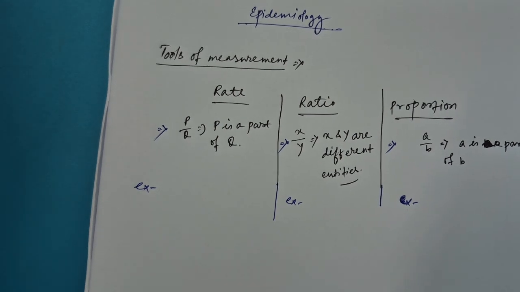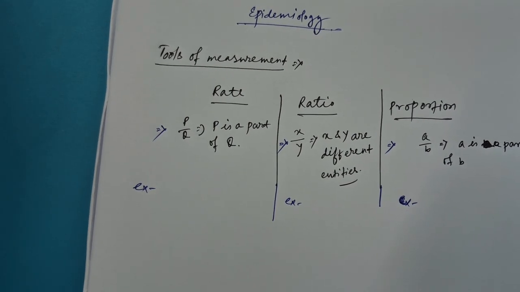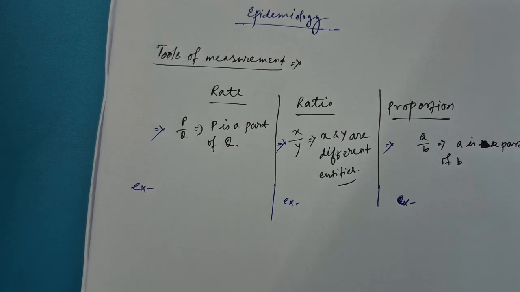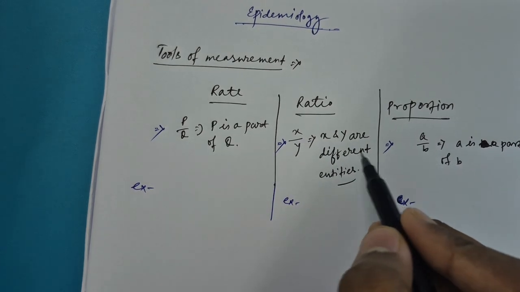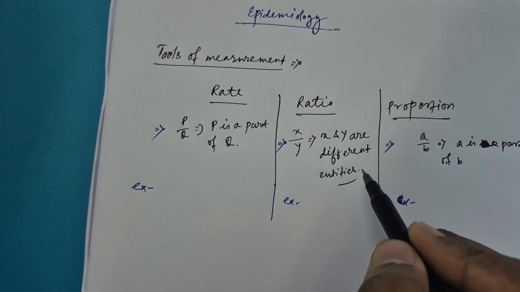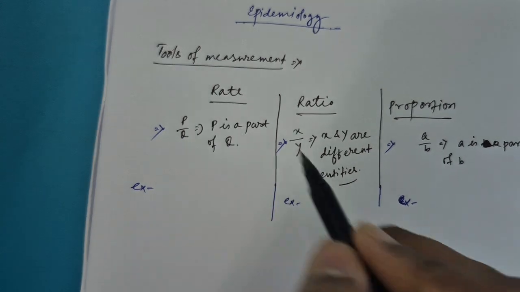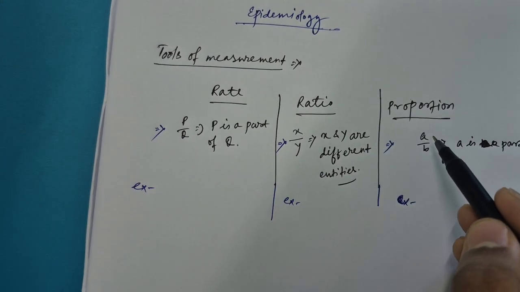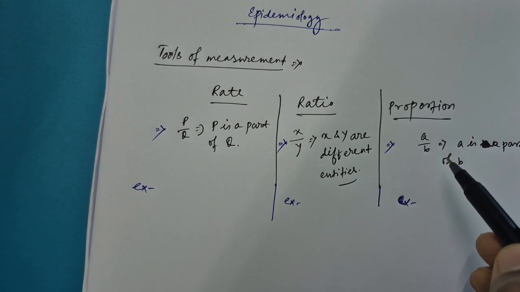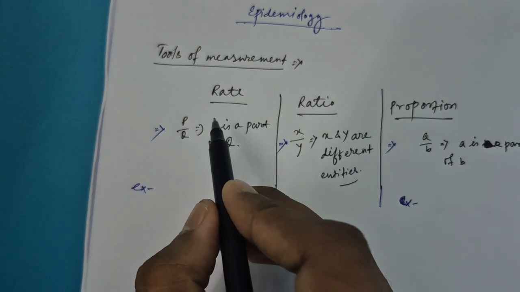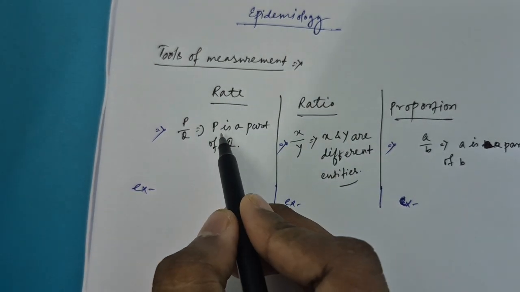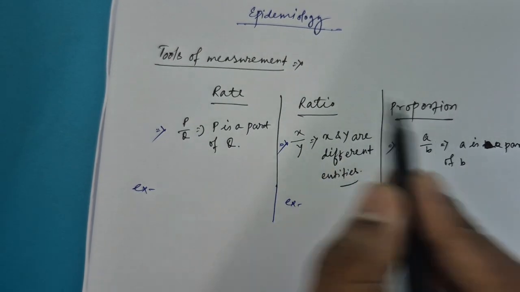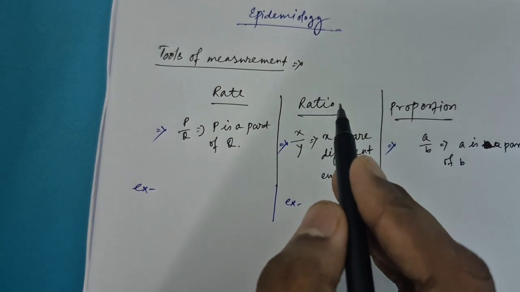The tools of measurement of epidemiology, there are three tools: rate, ratio, and proportion. Here the ratio, if we say it is x by y, then x and y are two completely different entities. But in the case of rate and proportion, the numerator is part of the denominator. So rate and proportion are similar to remember, but ratio is different.